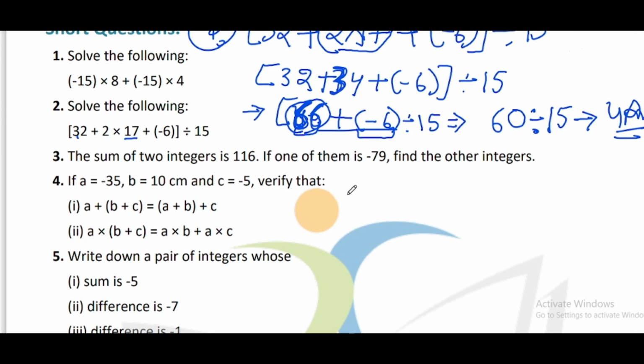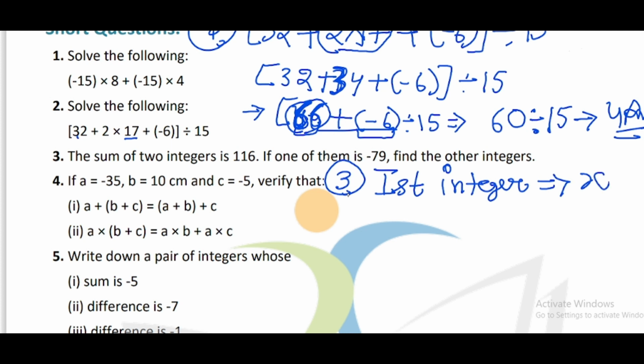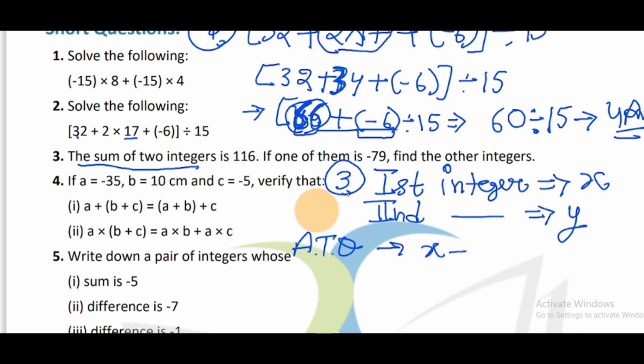Let's see question number 3. What is given in question number 3? The sum of the two integers. Let's see. The first integer is x and the second integer is y. Then according to the question, the sum of the two integers, it means the sum of the first and the second integer, that is x plus y, is given, that is 160.